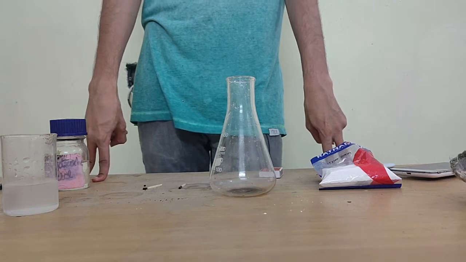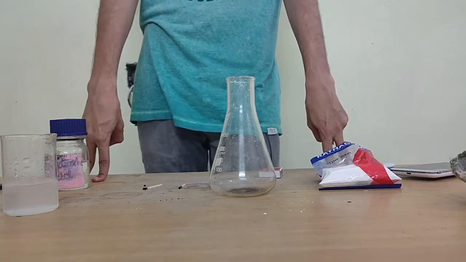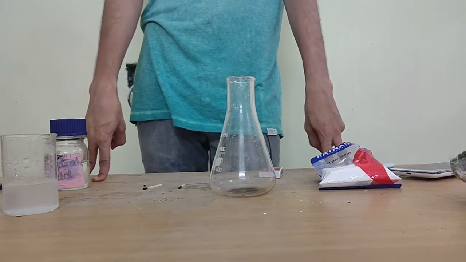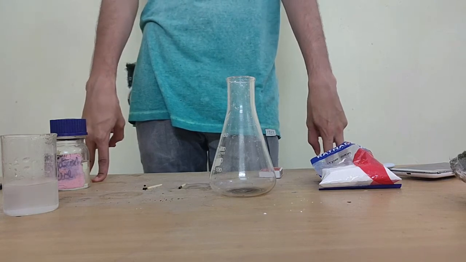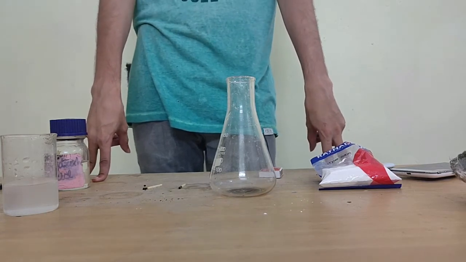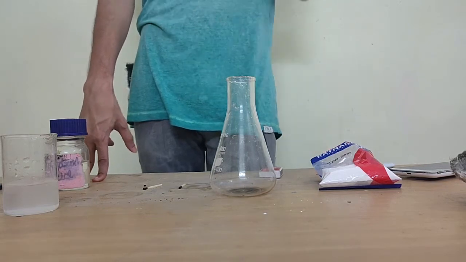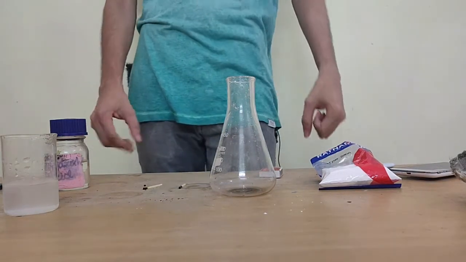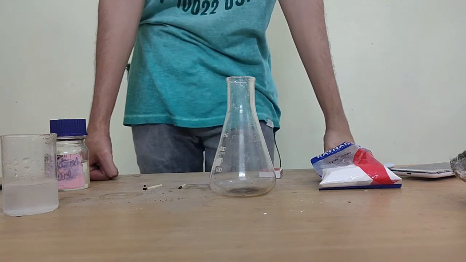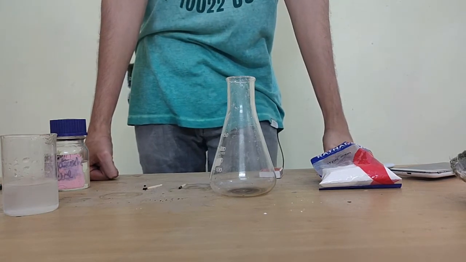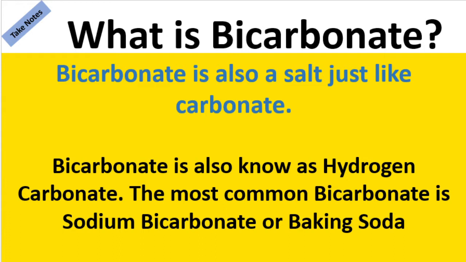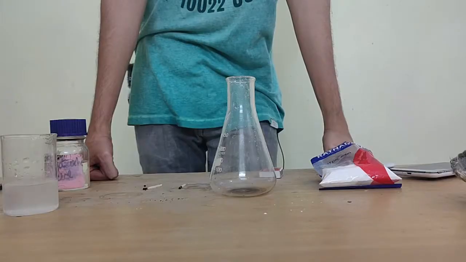Now again, like usual, we can use any bicarbonate salt, it doesn't have to be just one type. I'll be using sodium bicarbonate because it's easily available. If you know baking soda, the formula for baking soda is the same, NaHCO3. Baking soda is nothing but sodium bicarbonate. And that's what we will use for today.